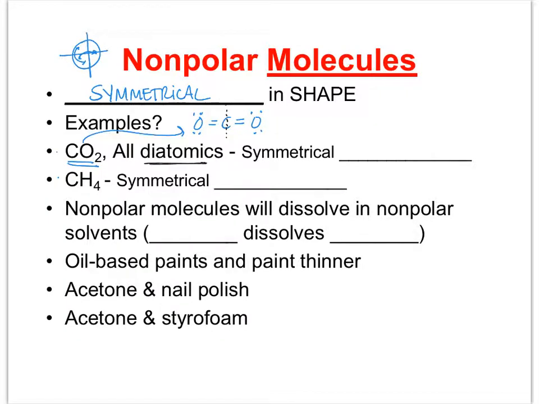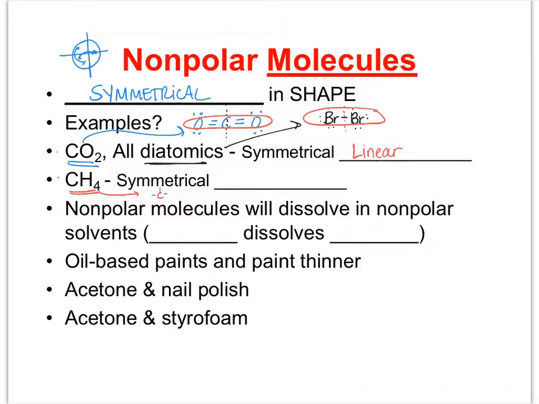Any diatomic element is also symmetrical. So if you have that bromine to bromine, it's exactly the same on both sides. So these shapes of these molecules, remember these shapes are called, if it's in a straight line, the shape is called linear. So if the molecule is in a straight line and it's exactly the same on both sides, it's a nonpolar molecule. CH4 is also a symmetrical molecule.